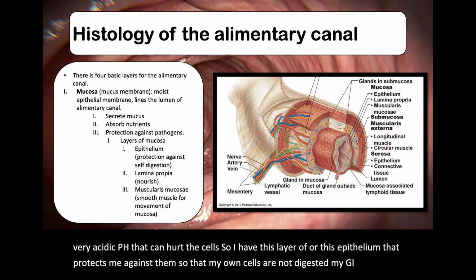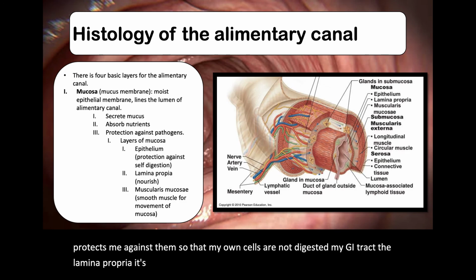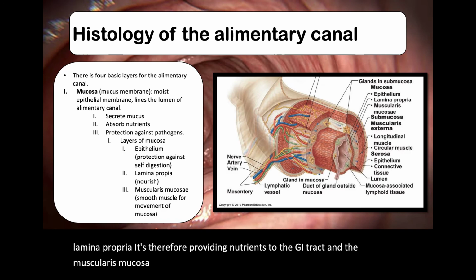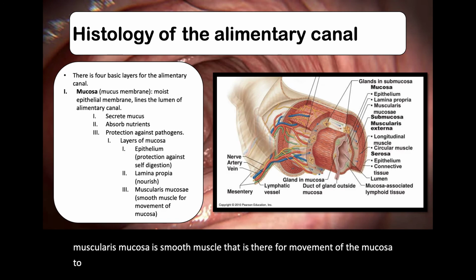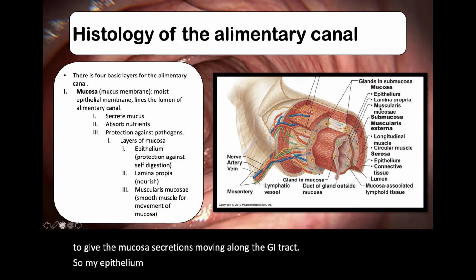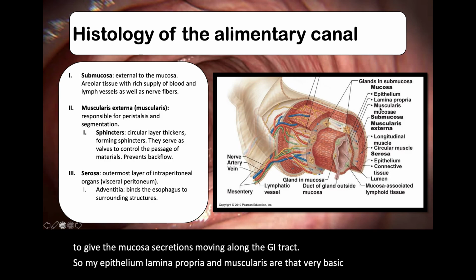The lamina propria is there for providing nutrients to the GI tract, and the muscularis mucosa is smooth muscle that is there for movement of the mucosa, to keep the mucosa secretions moving along the GI tract. So my epithelium, lamina propria, and muscularis mucosa are that very basic first layer of a GI tract.